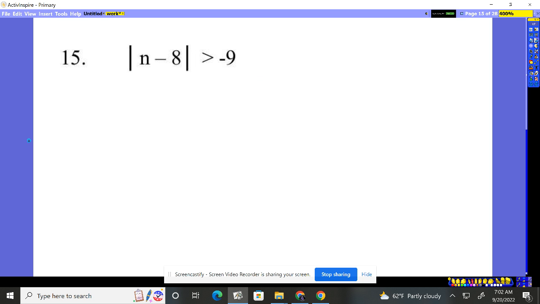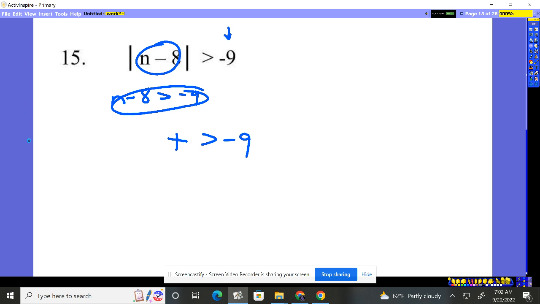Number 15, straightforward. The absolute value of n minus 8 bigger than -9, right? Well, wait a second. I've got to pay attention when it's a negative, special case. You've got to make sure you pay attention instead of jumping right to solving. It's a special case. So we've got to say, hey, either everybody's working or nobody's working. Absolute value is always positive. So whatever we get here is going to be positive.